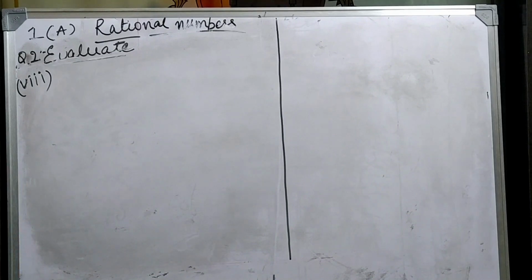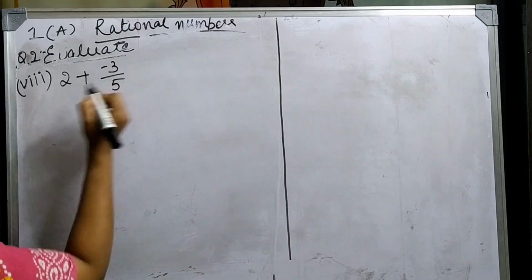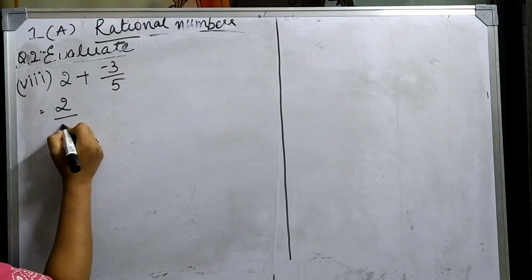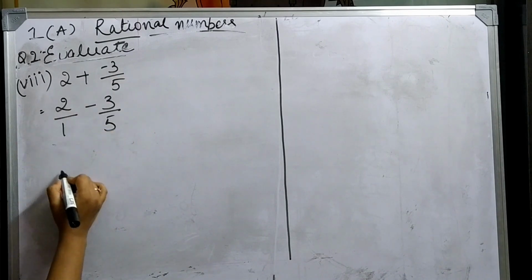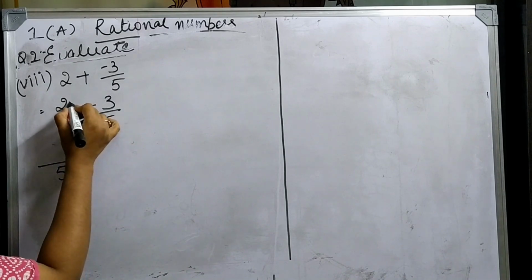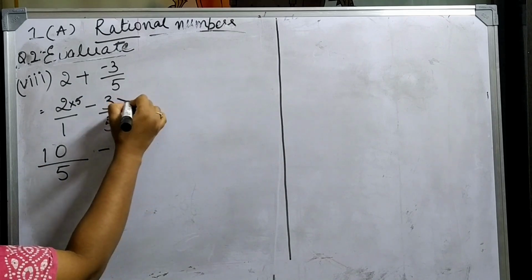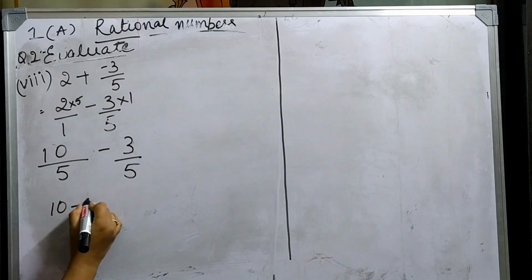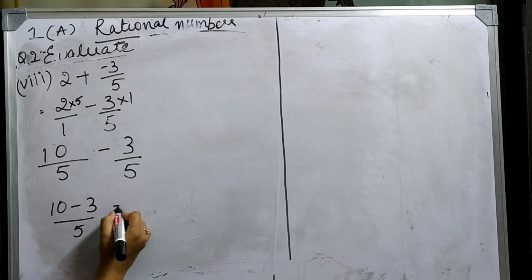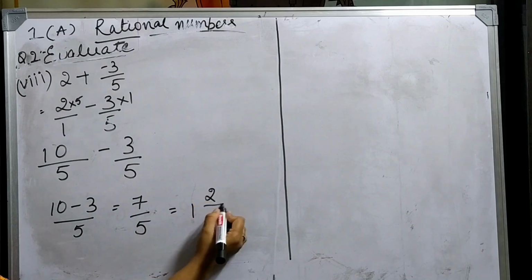So let us move on to the 8th question, which is 2 plus minus 3 by 5. So which is equal to 2 by 1 minus 3 by 5. So the LCM of 1 and 5, we know it is 5. So it is 1 into 5, which is 10, minus 5 divided by 5 is 1. It is 3 by 5. So which is 10 minus 3 divided by 5, which is equal to 7 by 5. If you want to keep it in mixed fraction, it is 1, 2 by 5.